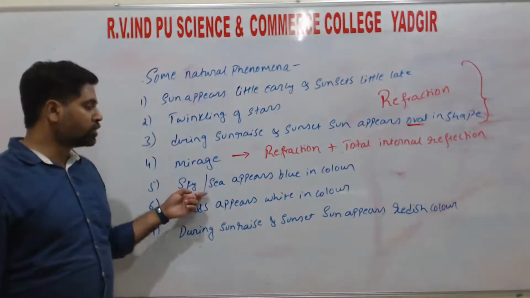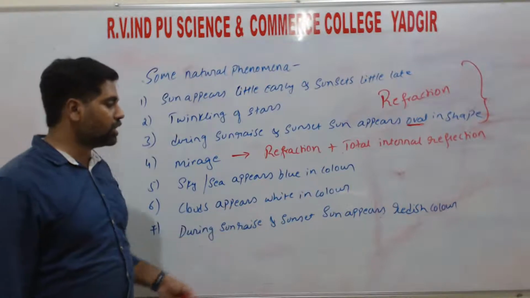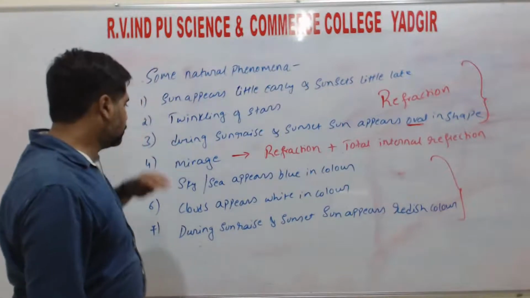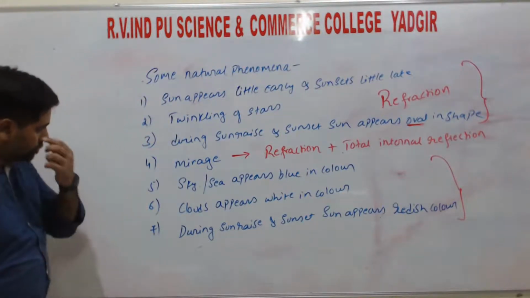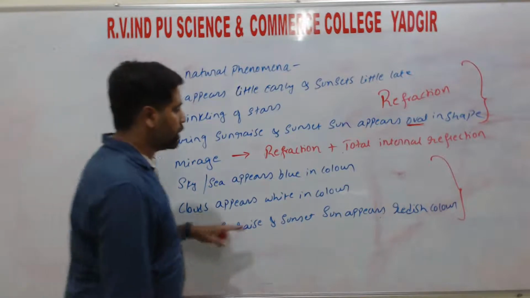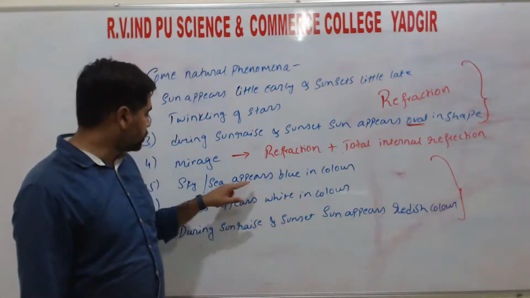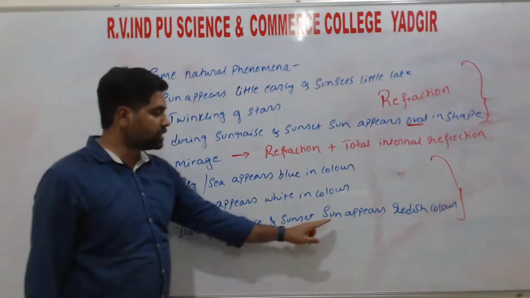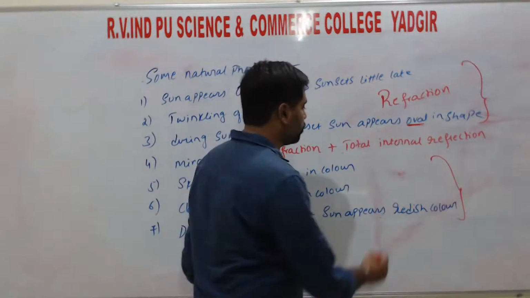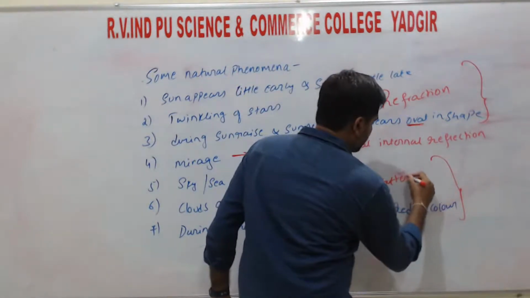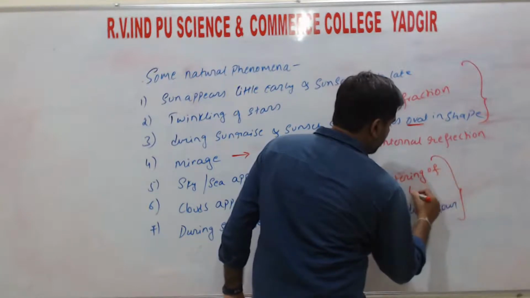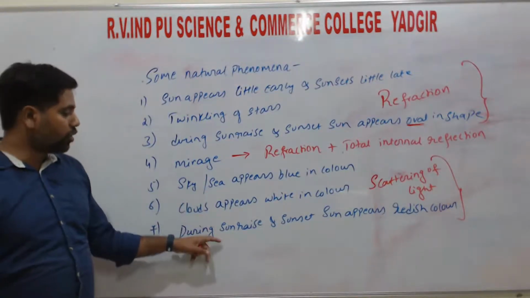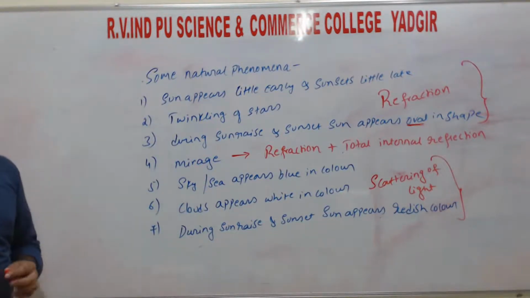Next, the sky appears blue in color, clouds appear white in color, and during sunrise and sunset the sun appears reddish in color. These three phenomena are due to the scattering of light, right?